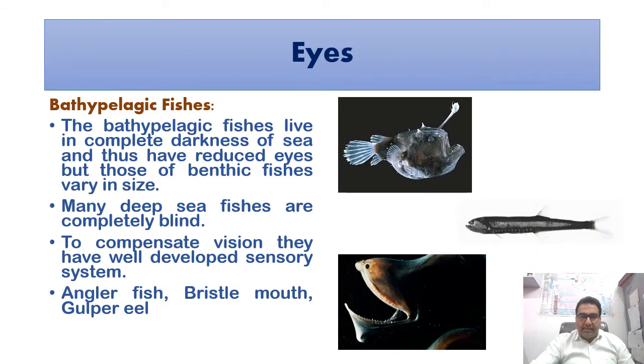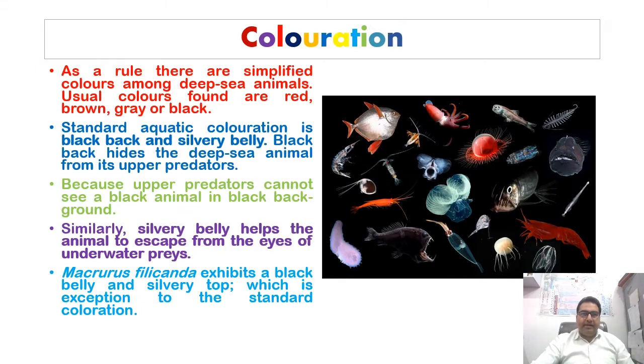Then if we talk about the eyes of the bathypelagic fishes, they live in complete darkness, so their eyes are very much reduced. In certain deep sea water fishes, some are completely blind. In certain ones the eyes are very much reduced, or in some they have completely lost vision because of the total darkness. We do have examples in the form of the anglerfish, the bristlemouth, and the gulper eels, where the eyes are very much reduced, or certain fishes are completely blind.